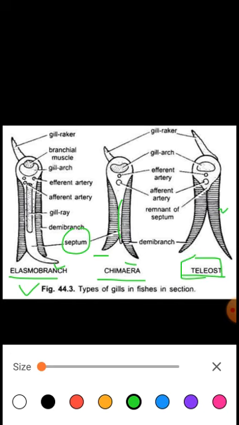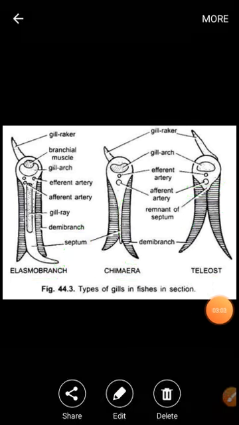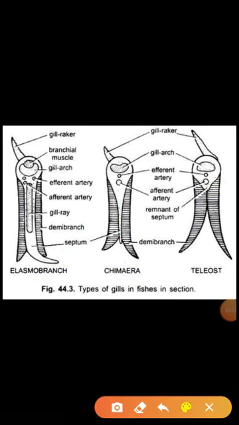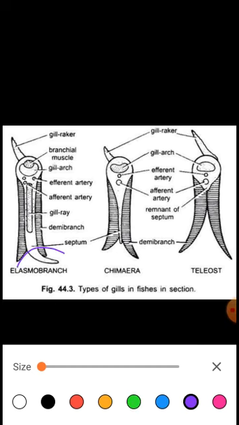So the gill filaments are free from the very attachment, and they increase the surface area. This septum in case of elasmobranchs makes more water flow through the gills in elasmobranchs, and that is a plus point for these organisms.